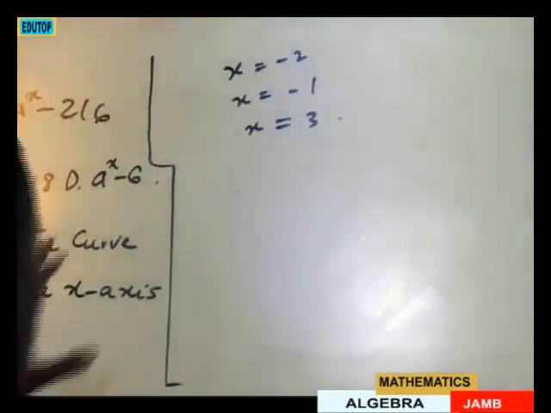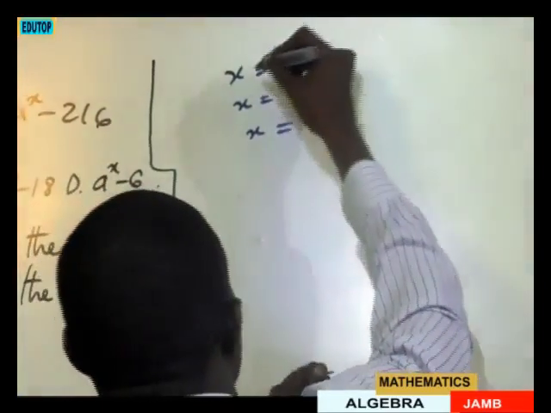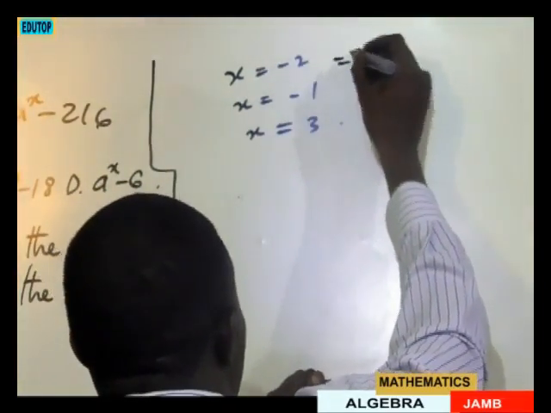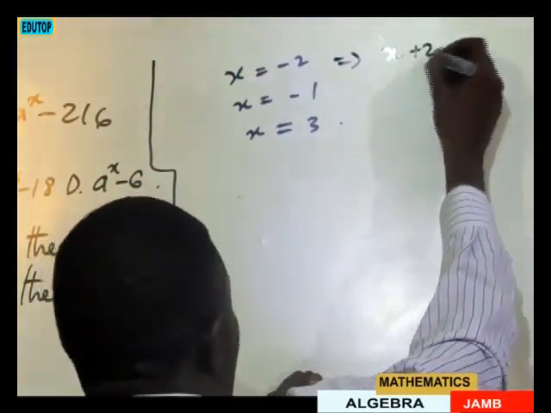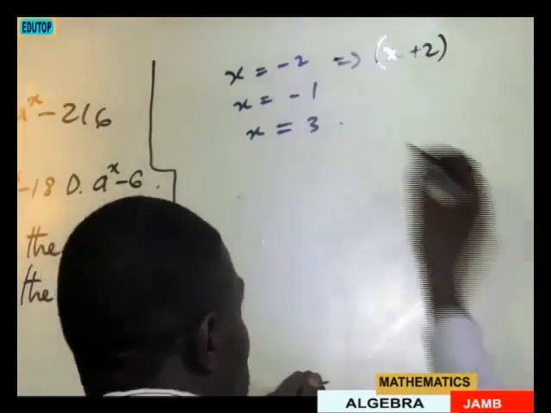Now, if you want to solve this kind of problem, you assume that if your x equals to -2, that's the solution, then what will be the factor? You transfer it to the other side. So you have x plus 2 will definitely be what? A factor. Take note of that.